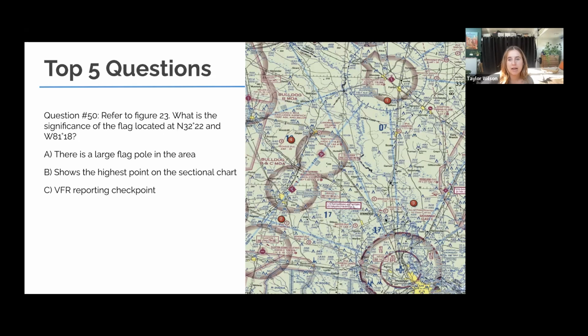So it's asking about a flag. The only flag I see in this area is this magenta flag here. So this symbol is a VFR reporting checkpoint. It's used between manned aircraft and ATC. It's typically something on the ground that's going to be visible from the air, but it's just so that ATC and pilots can communicate where they're located. But that's what a magenta flag is. It's a VFR reporting checkpoint.